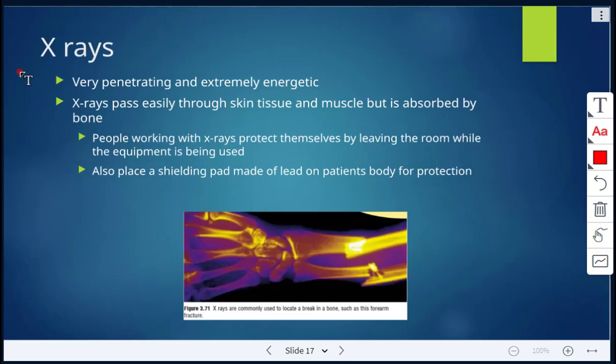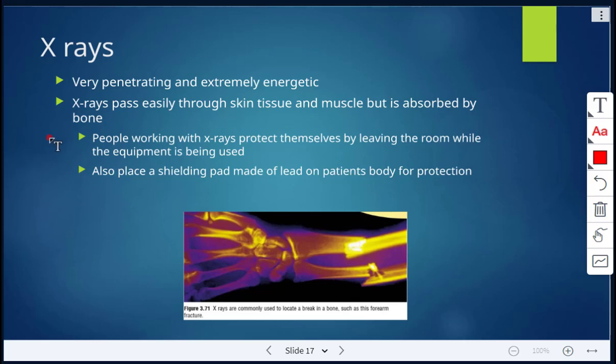X-rays are again very energetic. They can penetrate through our tissue. They can pass easily through our skin tissue and muscle, but then get absorbed by the bone, and then we can have these images to locate broken bones. This is a fracture, I believe, in the forearm.